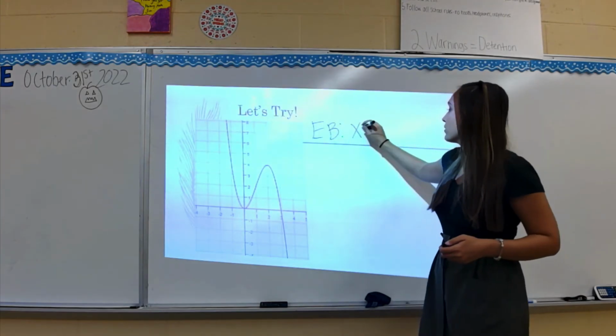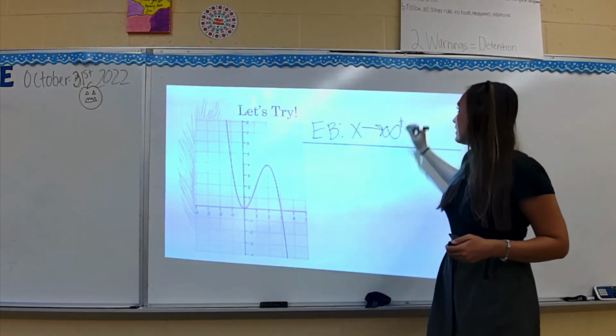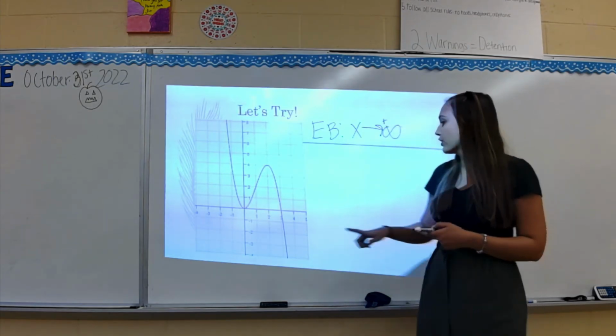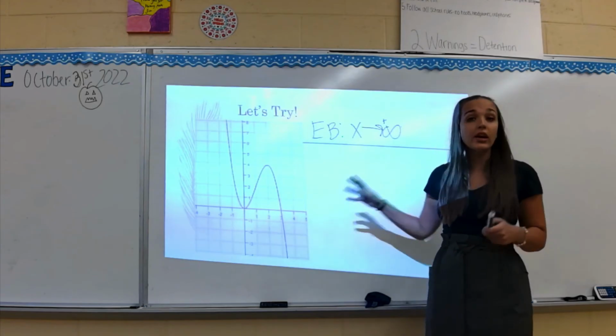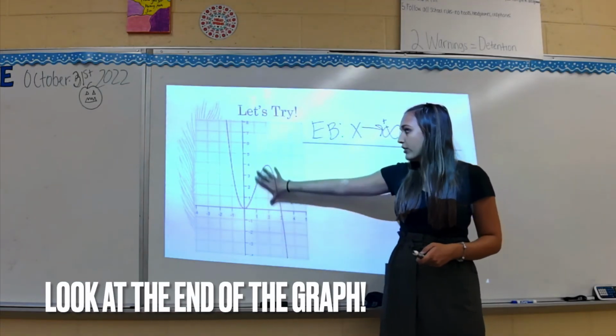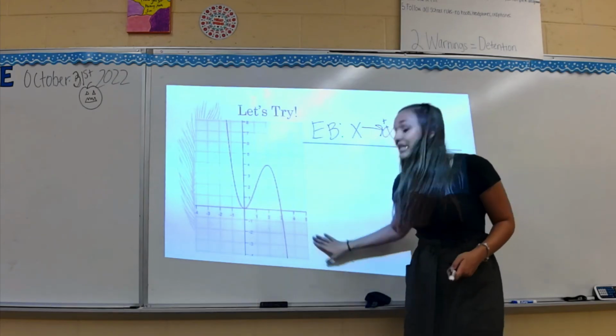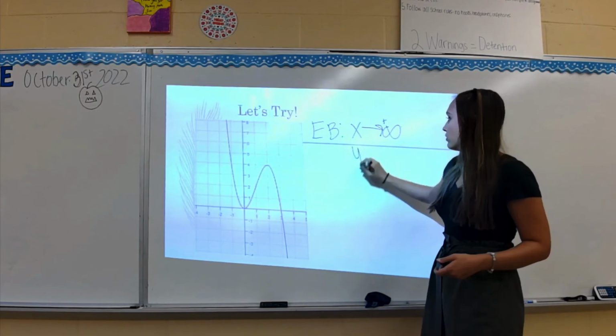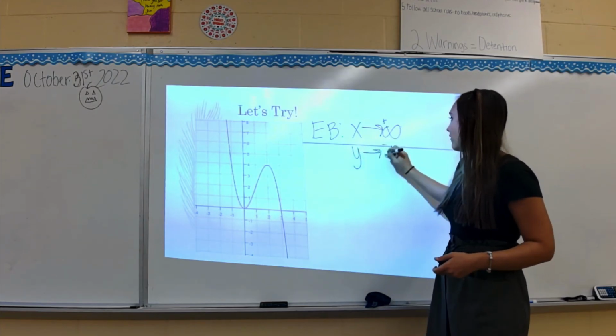As my x values are going to positive infinity, let me put positive here, either or, as they're going to positive infinity, what is happening to my y values? My y values at the end. We're not looking over here, we're looking at the end, hence end behavior. My y values are going negative. So we say y is going to negative infinity.